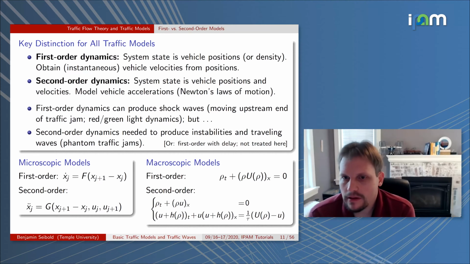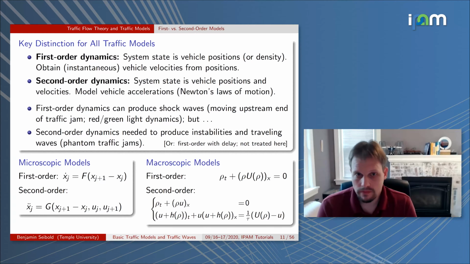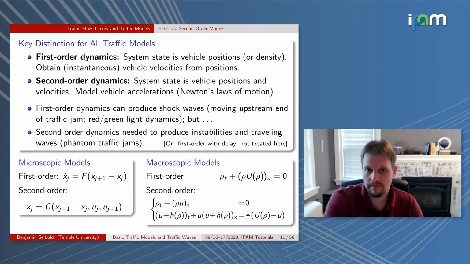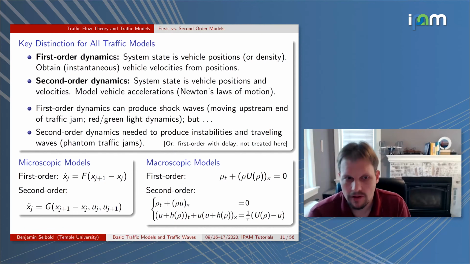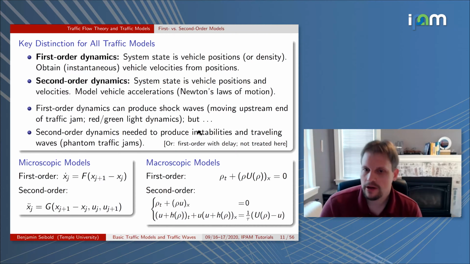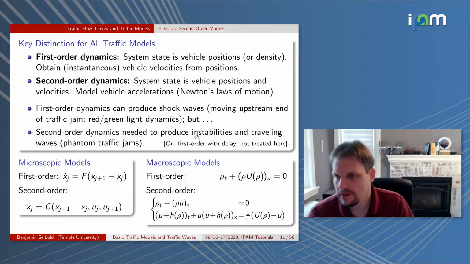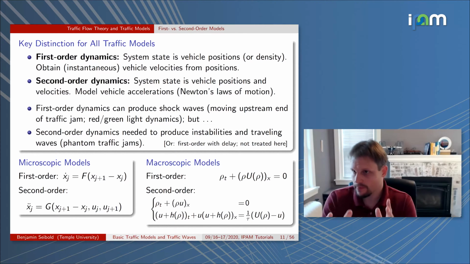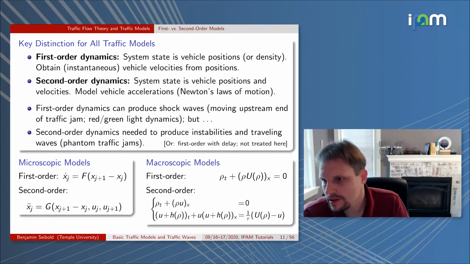And the general trend or structure that is observed is that first-order dynamics are able to produce, for example, shock waves, so moving an upstream end of a traffic jam, for example, green-red dynamics and so on. But they cannot describe dynamic instabilities in traveling waves like stop-and-go traffic waves or phantom traffic jams. These usually arise only when you have second-order dynamics, assuming your model is local in time. So your state depends on what is currently present right now.